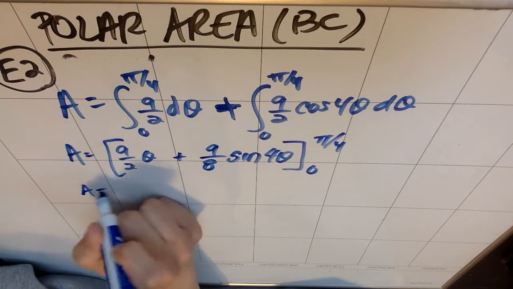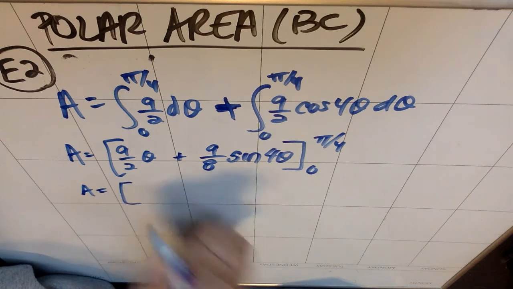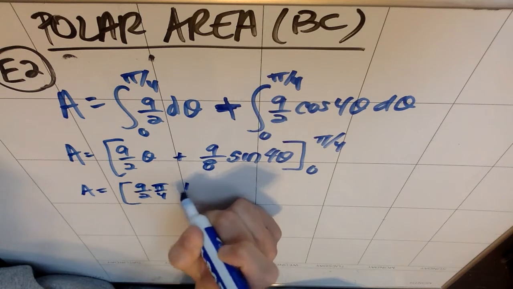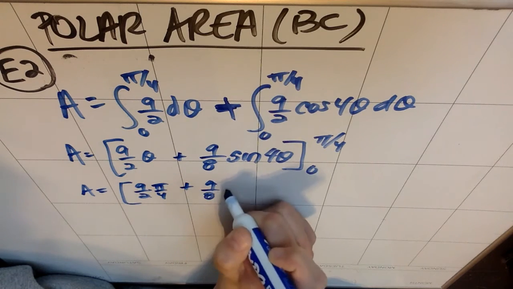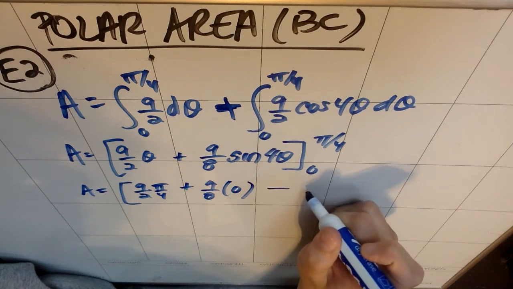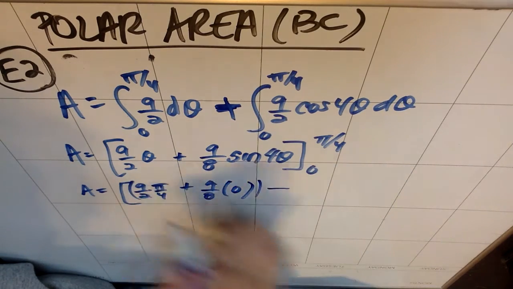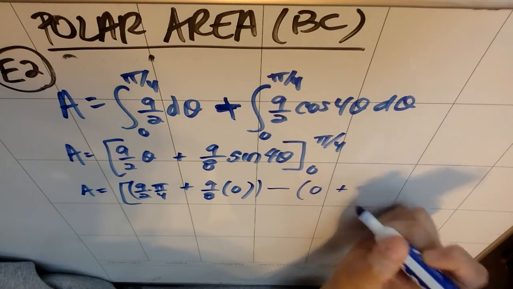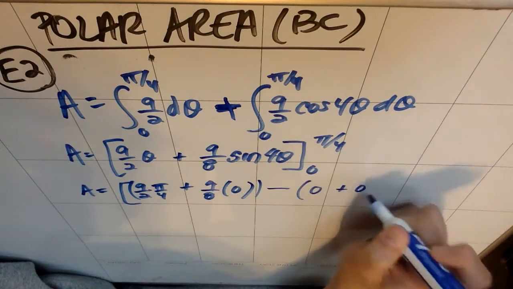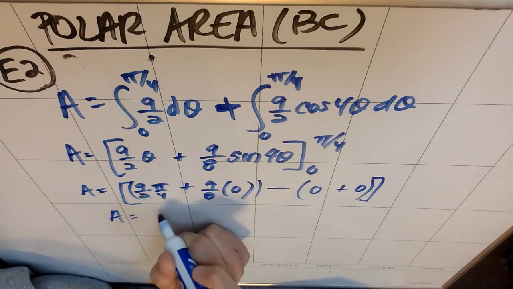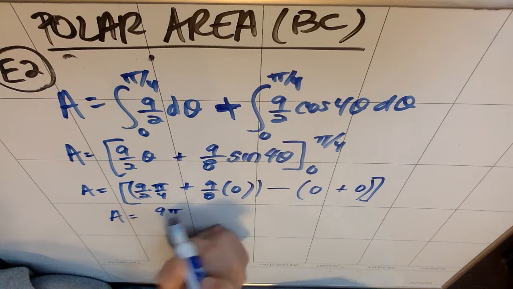So that means that my area ends up being, when I plug in pi over 4, a 9 halves times a pi over 4, which we'll deal with, plus a 9/8 times a 0, because I'd get sine of pi, minus what ends up coming out to be a 0, plus, and then I'd end up getting sine of 0, which is a 0. So after all that, I seem to get that the area ends up just being 9 pi over 8.